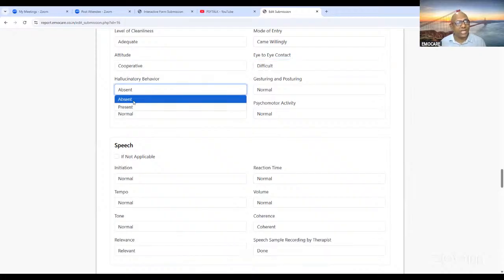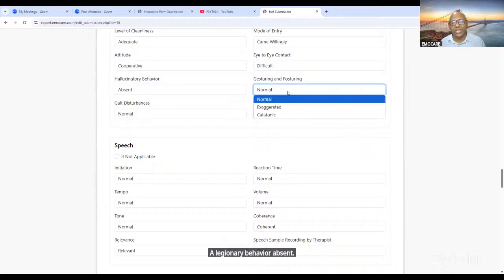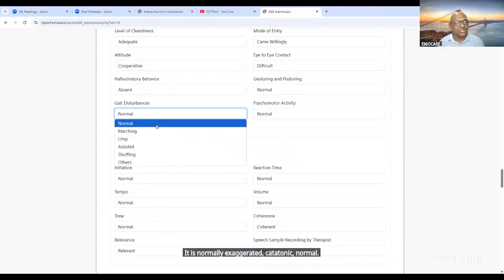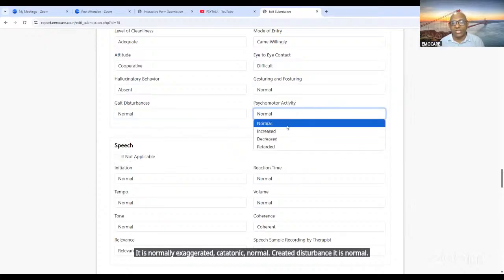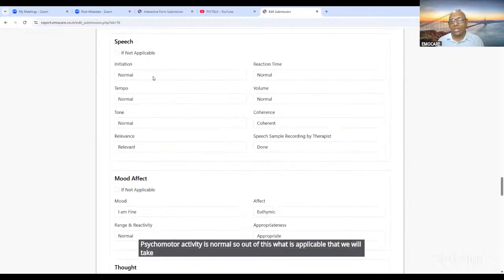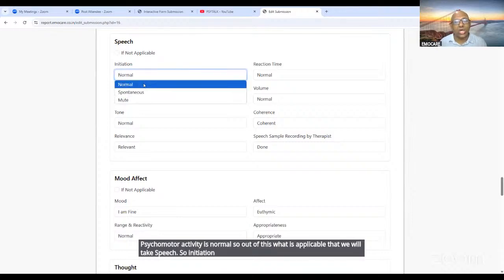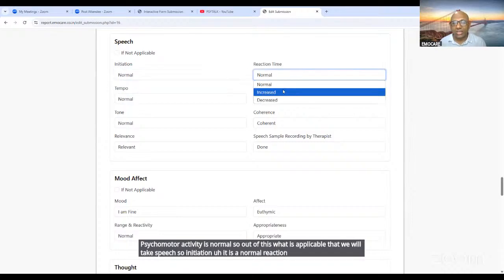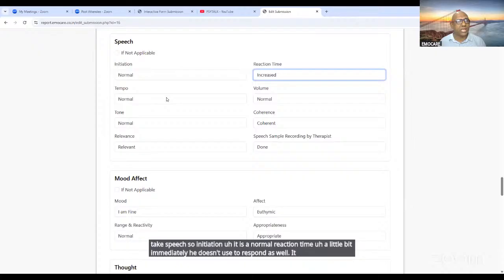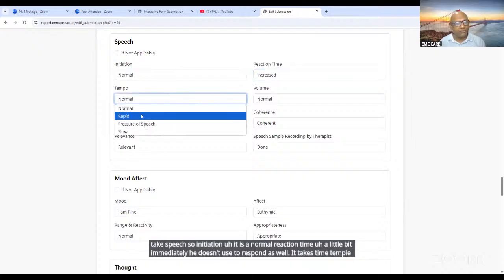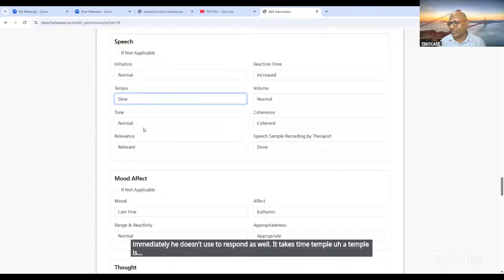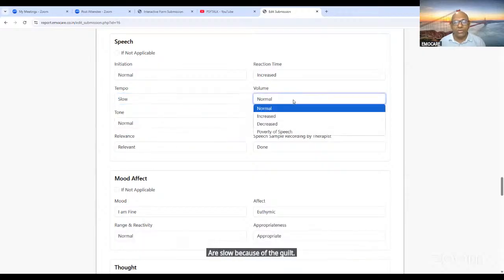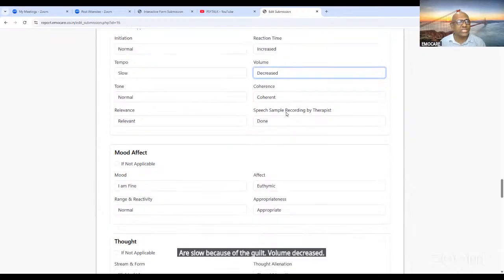Hallucinatory behavior absent. Gesturing and posturing, it is normal. Gait disturbance, it is normal. Psychomotor activity, it is normal. So out of this, what is applicable that we will take. Speech. So initiation, it is normal. Reaction time, a little bit. Immediately, he doesn't respond. It takes time. Tempo is slow because of the guilt. Volume decreased. So very slowly only he speaks.